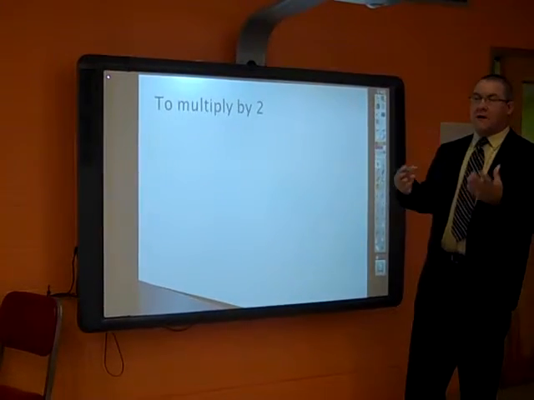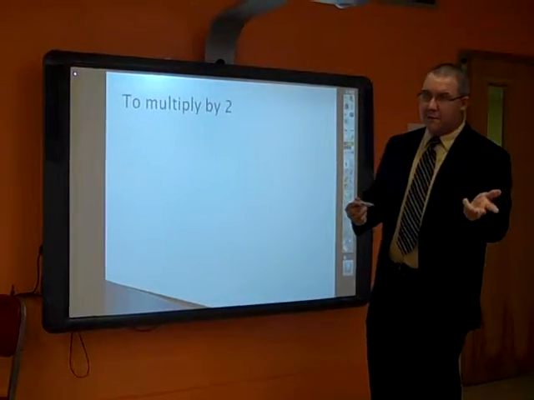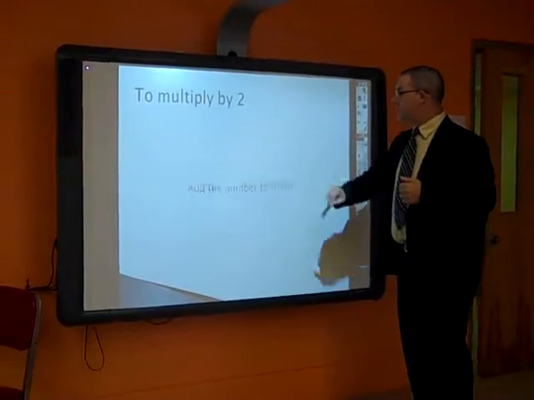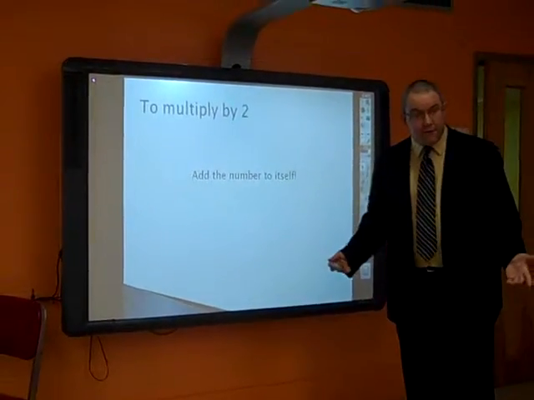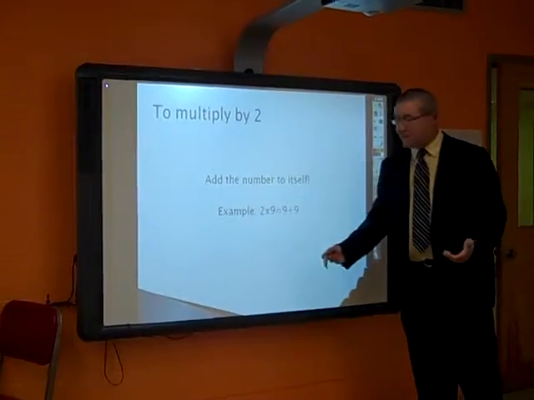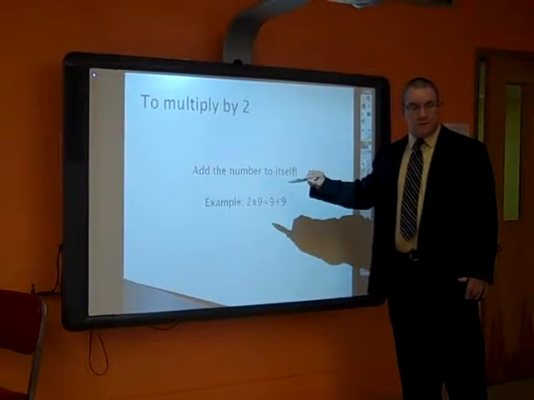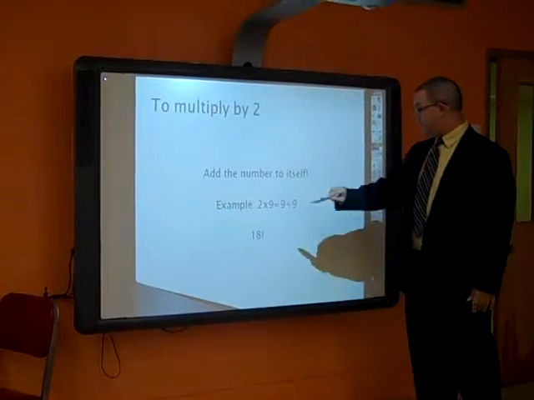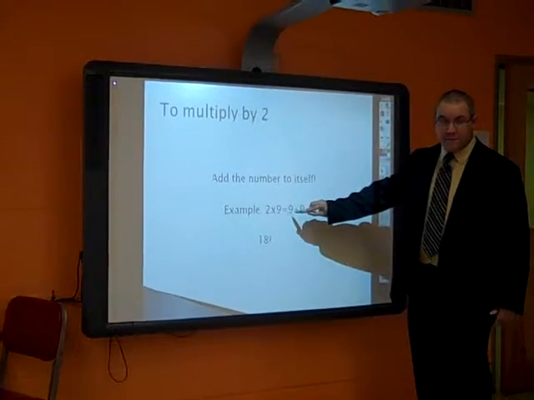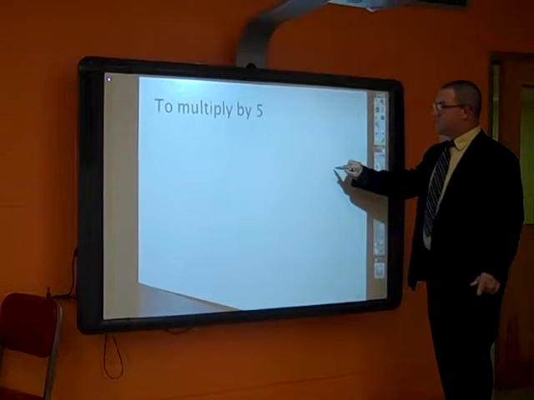So multiply by 2, okay? Sometimes you may not know what 5 times 2 is. You might know, but you may not know. Here's a trick to help you. Add the number to itself. So let's say somebody's asking what's 2 times 9. Well, how do you do that? You add 9 plus 9. What's 9 plus 9? 18. Very good. 9 plus 9 is 18. And 9 plus 9 is 2 times 9, because how many times is 9 on the board? 2 times. Very good. Okay?